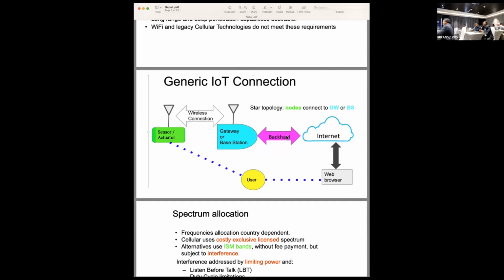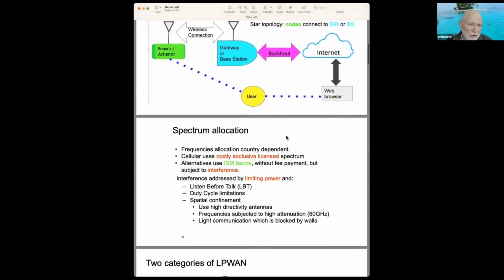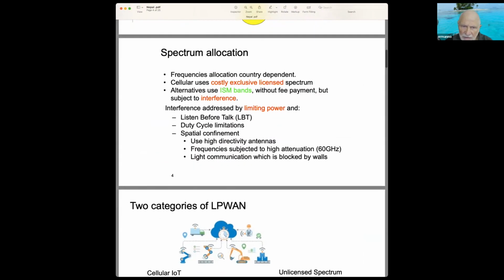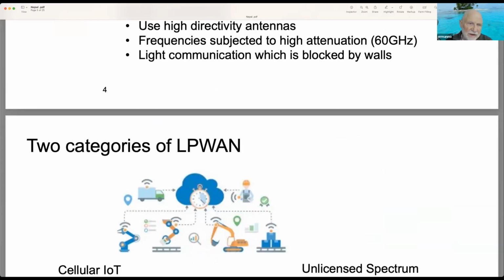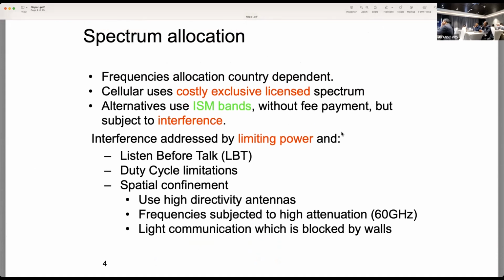Okay, let's start again. So we're talking about the spectrum allocation. Can you see my screen now? Yeah, we can see, but it's too big. Okay, it's good. That's fine. I'm sorry.